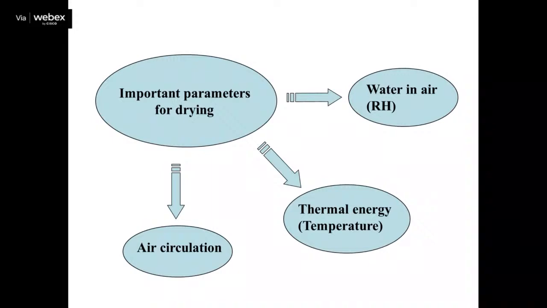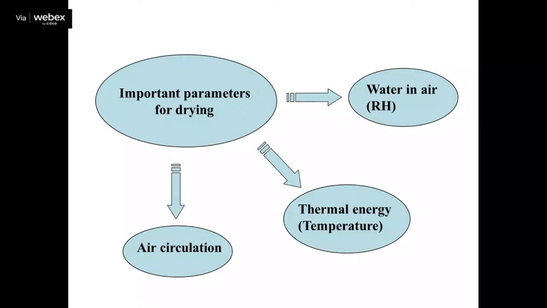What are the important parameters that are required for drying? These are the important factors which are responsible for drying: relative humidity, temperature and air circulation. Like we dry any other thing, wood drying is also impacted by these three parameters largely, apart from other factors like grain direction and the anatomy of the wood.